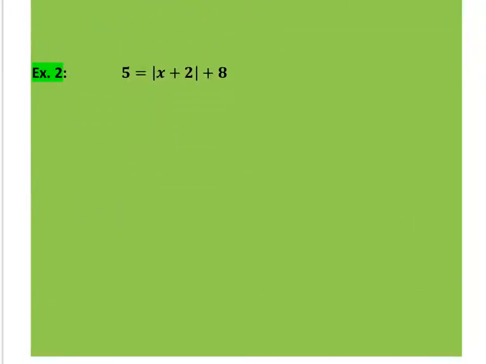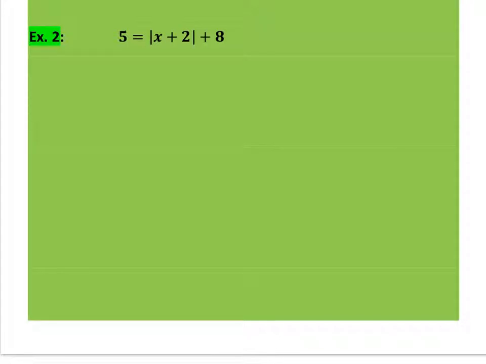Look at example 2. In example 2, in order to isolate the absolute value, we're going to have to subtract 8 from both sides. A 5 and a negative 8 gives us a negative 3 equals the absolute value of x plus 2. So here's the problem with this one. They're saying that the absolute value of whatever's in here is going to come out to be a negative number. Remember that this here is telling you how far this value is from 0 on the number line. Distance cannot be negative. So write yourself a little note.